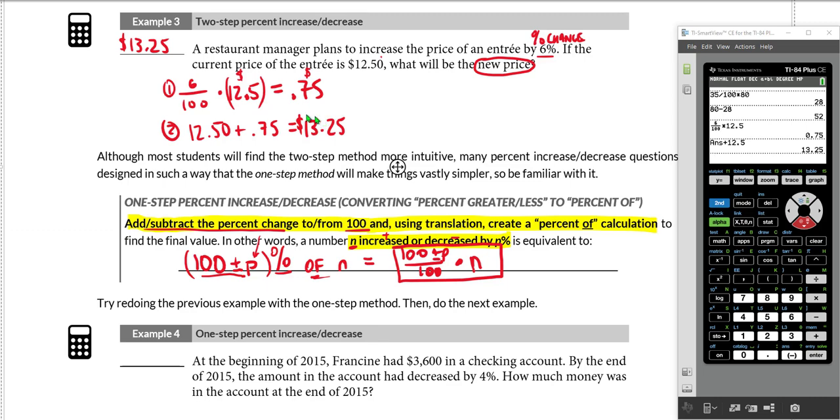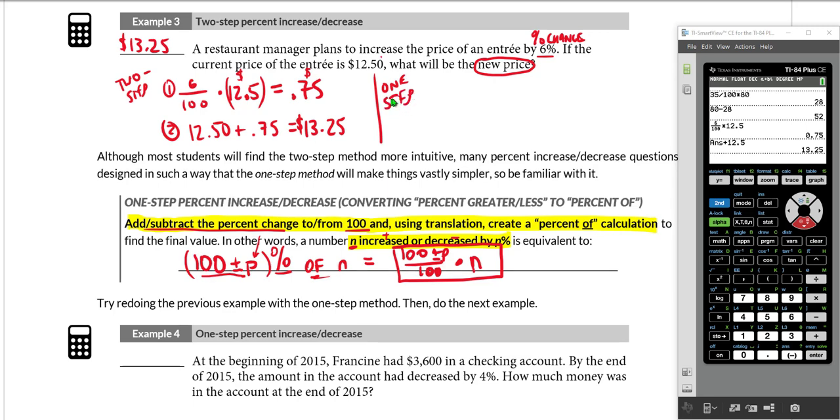You remember in the two-step method we found 6% of 12.5, which was 0.75, and then we took that 0.75 and added it to the starting value. That was the two-step method. In the one-step, maybe we'll add two-step over here just to differentiate from one step.